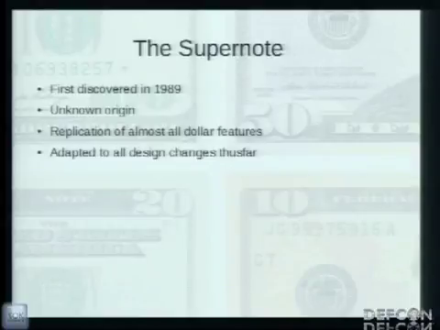It's called the supernote because in the opinions of some people, in some cases it looks better than the genuine bill. This was first discovered in 1989 by a professional money handler. The way in which they said they detected it was that the feel of the paper was a little off. And this is still around today.